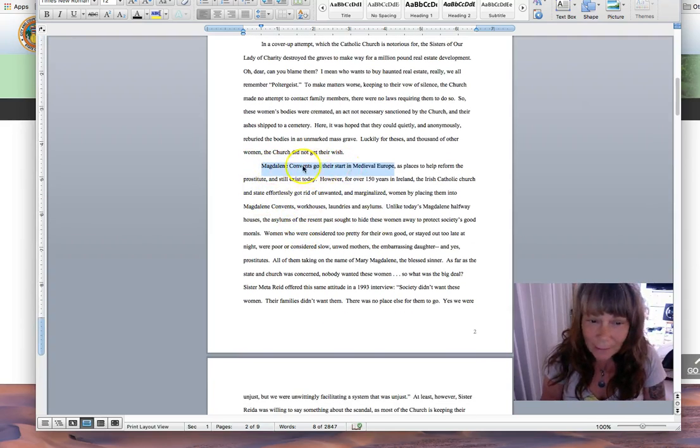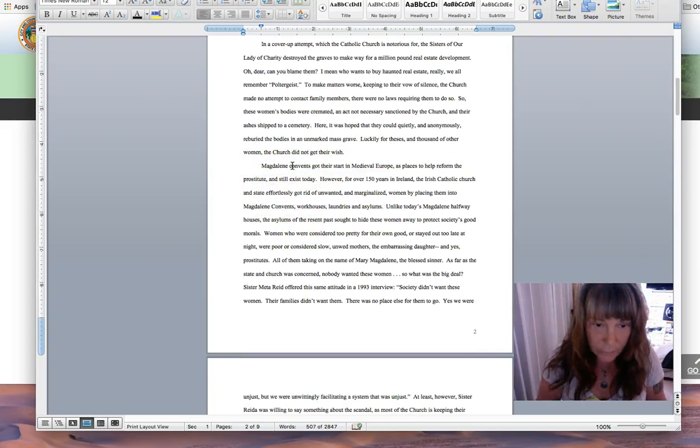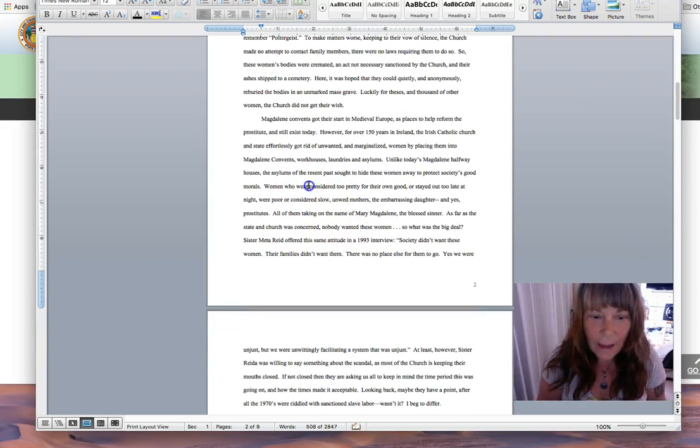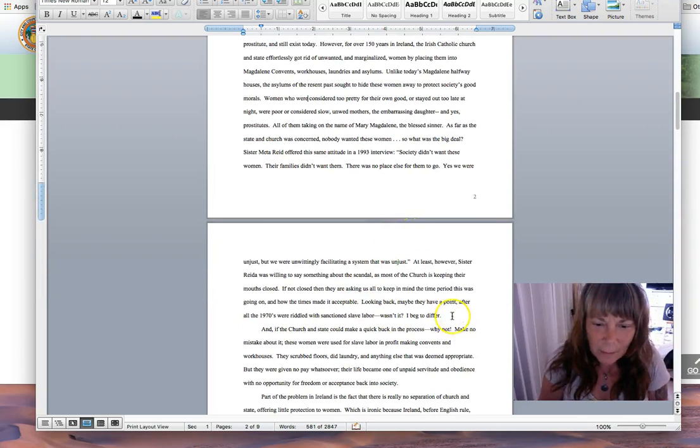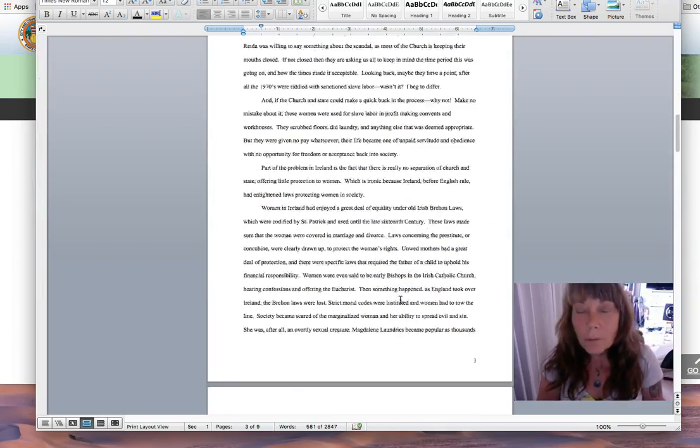For example, Magdalen Convents. Convents probably should not be capitalized. So you would lowercase that. And then I could explain about sentences, or if there is something going on with the citations or quoting processes.